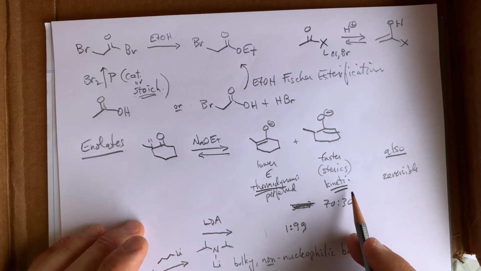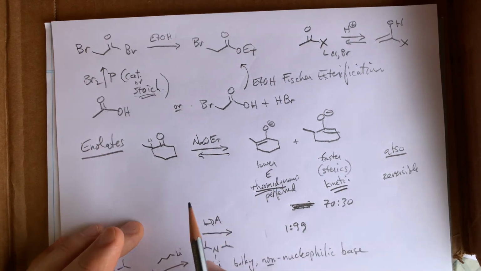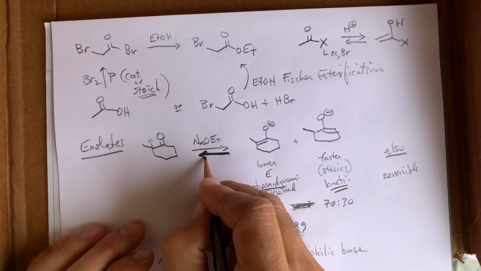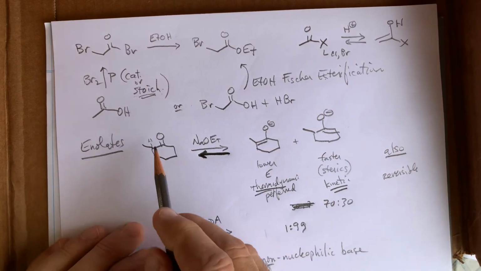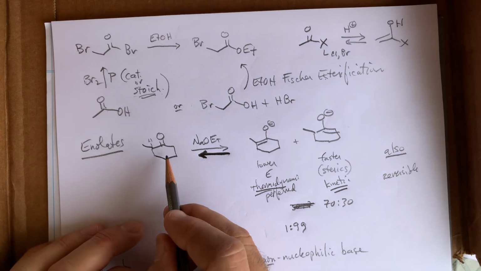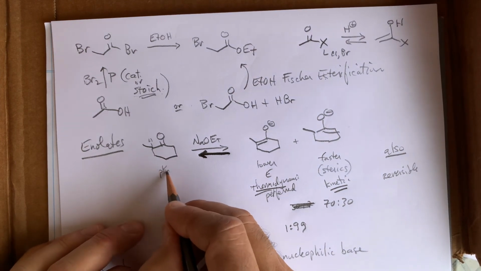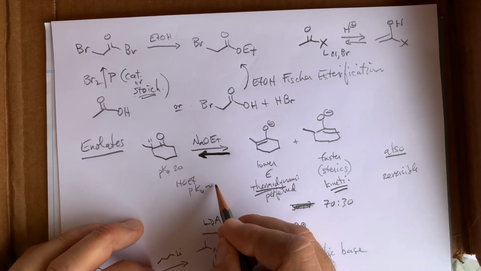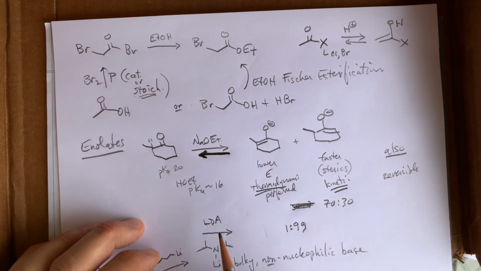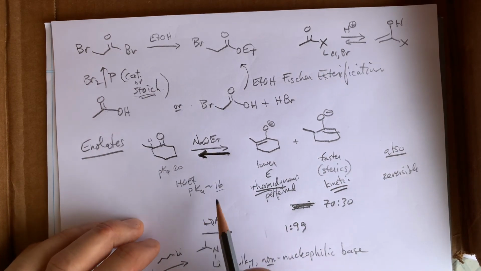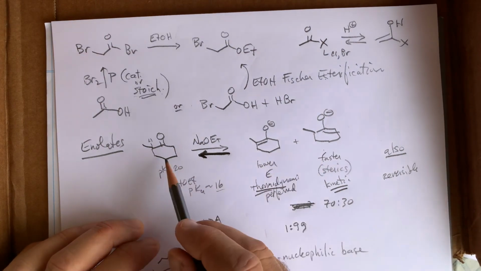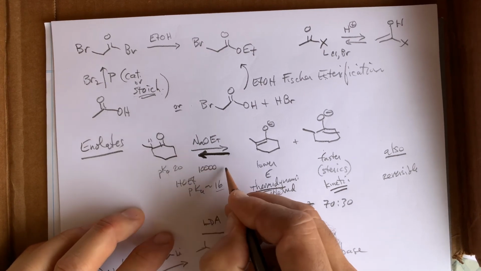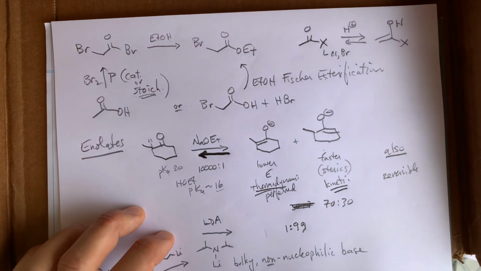The enolate formation here is reversible with the ethoxide because you have ethanol in there as a proton source, and not only is it reversible, it's really over on the side of the ketone, right? Because this has a pKa of about 20. HOEt, a primary alcohol, has a pKa of about 16. So the ratio here of enolate to ketone is about 10,000 to 1. Okay, four orders of magnitude.